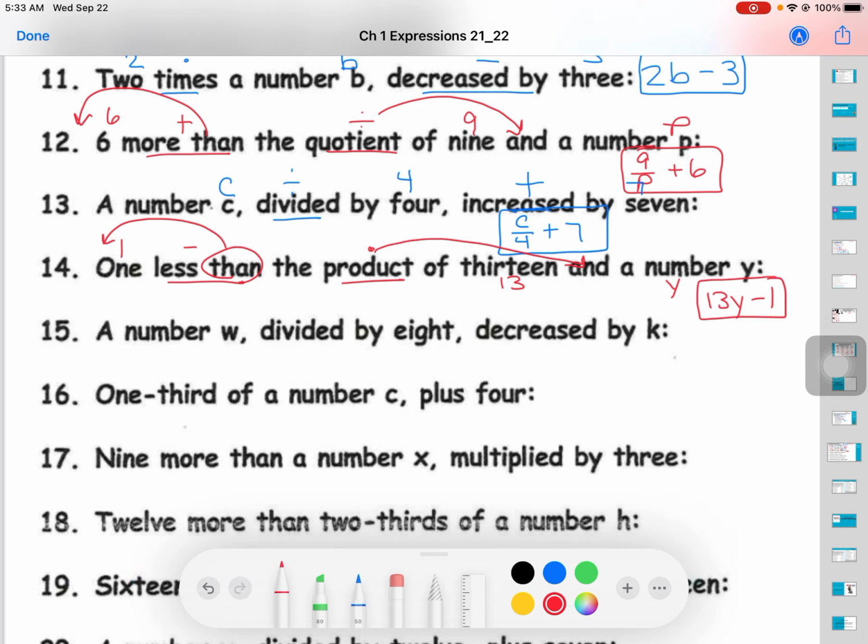Let's try one more. A number w divided by is my operation, 8. Decreased by means to subtract k. So a number divided by 8 decreased by k would be my expression. Okay, those are algebraic expressions.